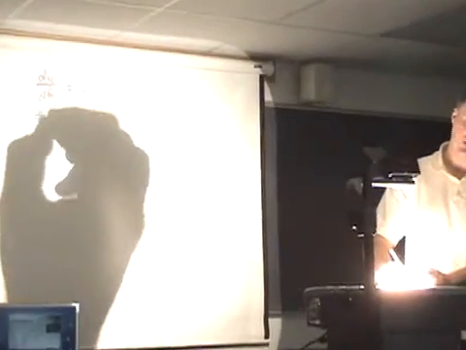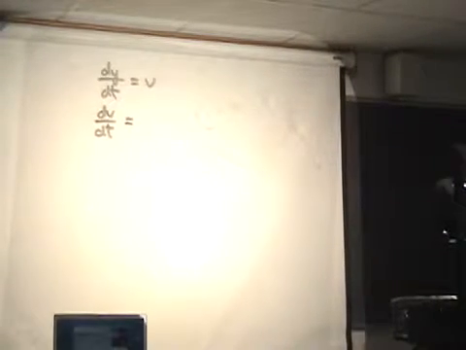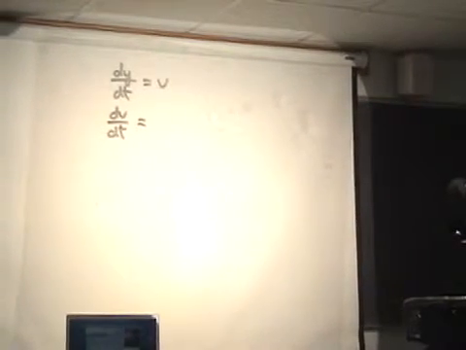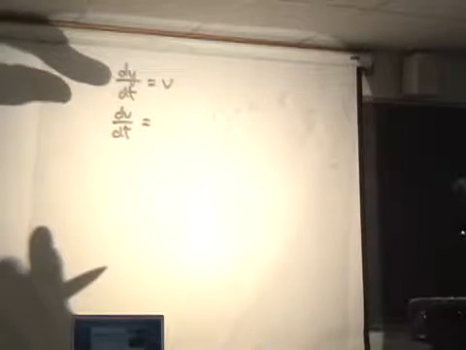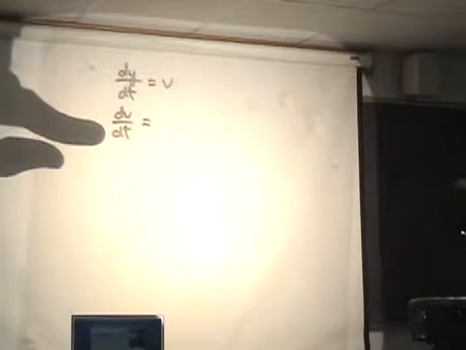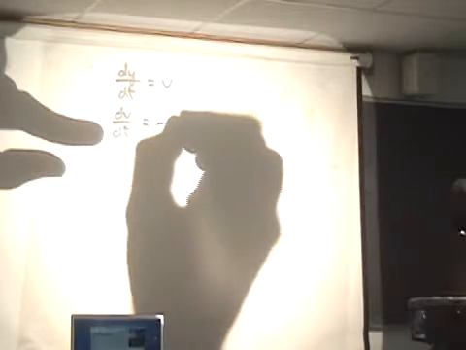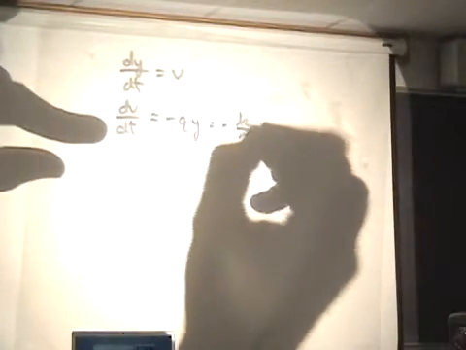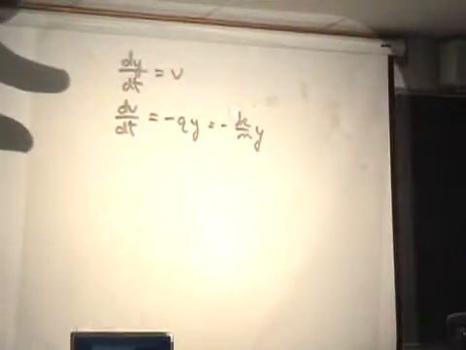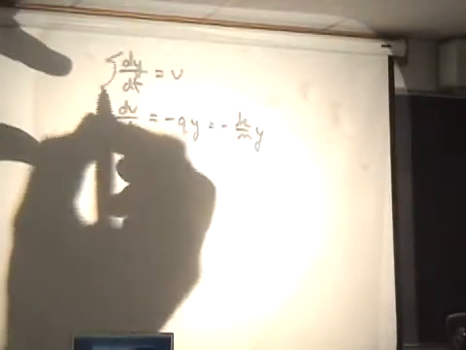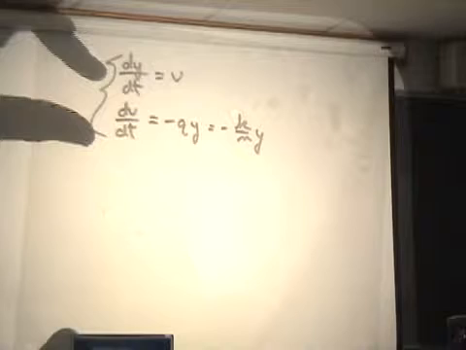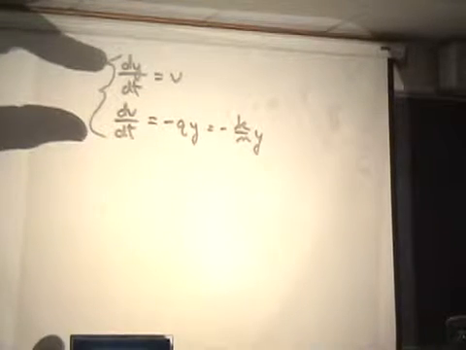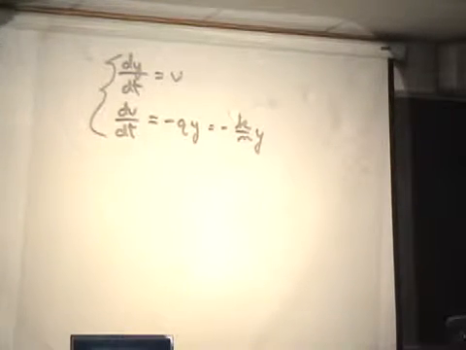The second equation in the system, dv dt, is the same as the second derivative of y. I'm just differentiating this equation. But the second derivative of y is equal to negative q times y, or negative k over m times y. That's your second equation for your system. So we think of these two equations as a first-order system.